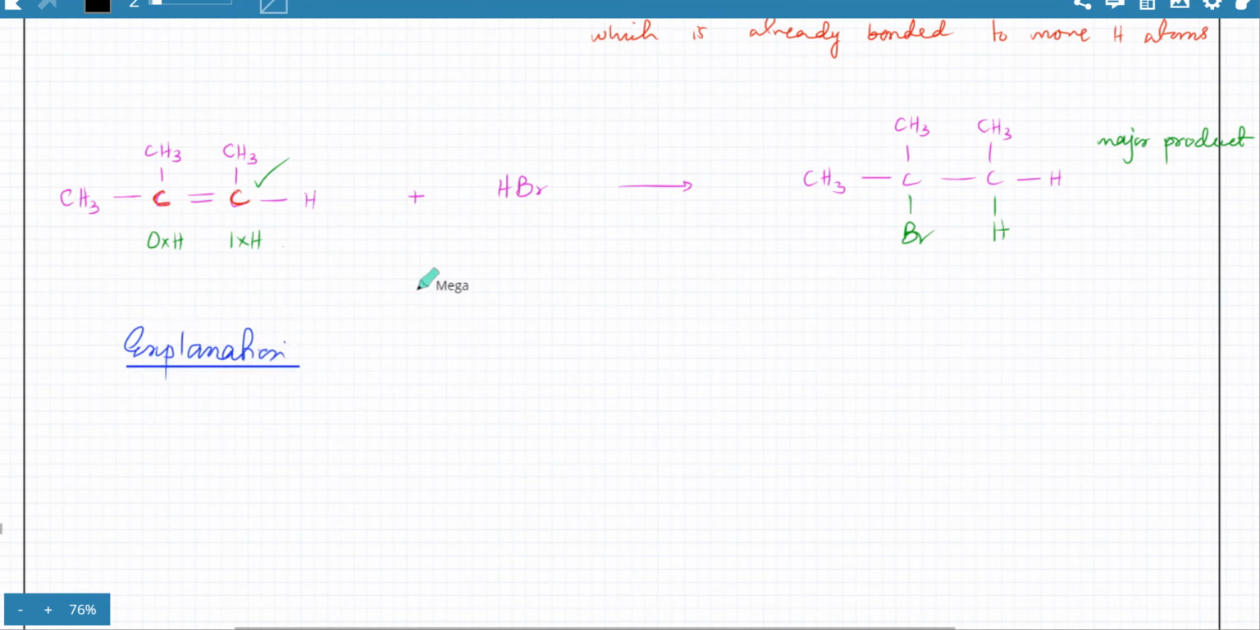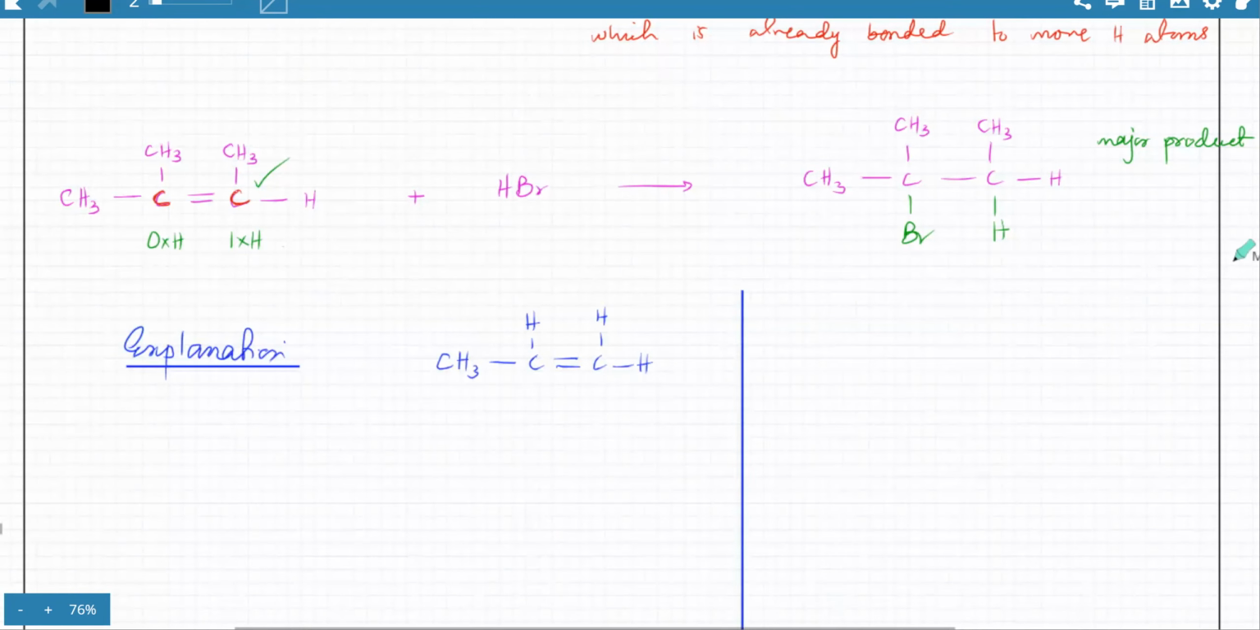The reason is that if I have an unsymmetric molecule, and let's say I'm going to draw two versions of this. So let's say this is version number one, and the same molecule. Now I'm trying to draw the mechanism now. So how would the mechanism look like? Okay, so let's focus on the mechanism. An HBr molecule comes in.